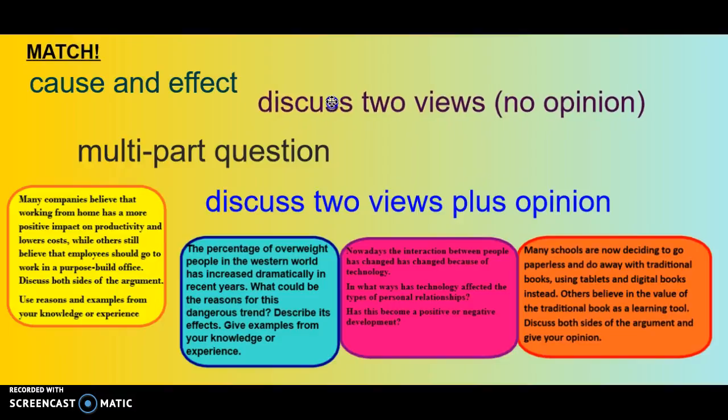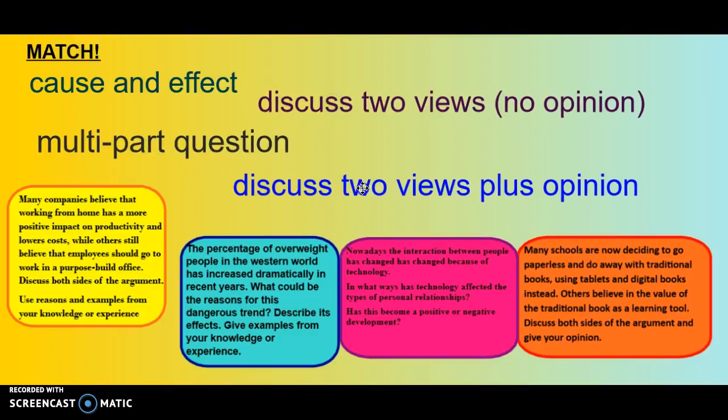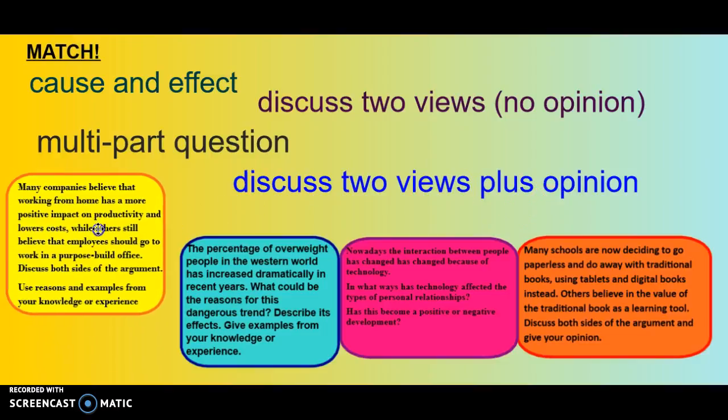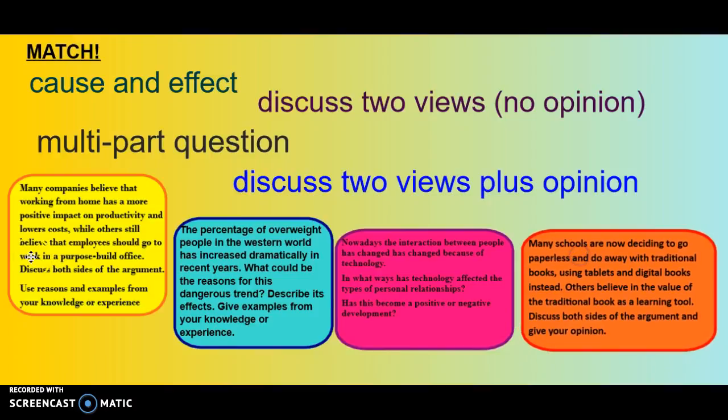We have cause and effect, discuss 2 views, no opinion, multi-part question, discuss 2 views plus opinion. Okay, let's have a look at the tasks that I have prepared for you. We have many companies believe that working from home has a more positive impact on productivity and lowers costs, while others still believe that employees should go to work in a purpose-built office. Discuss both sides of the argument. Use reasons and examples from your knowledge and experience. So, as you can see here, there's no mention of an opinion, and the keywords here is to discuss both sides of the argument. The first argument is for working from home. The second argument is to go to work in a purpose-built office.